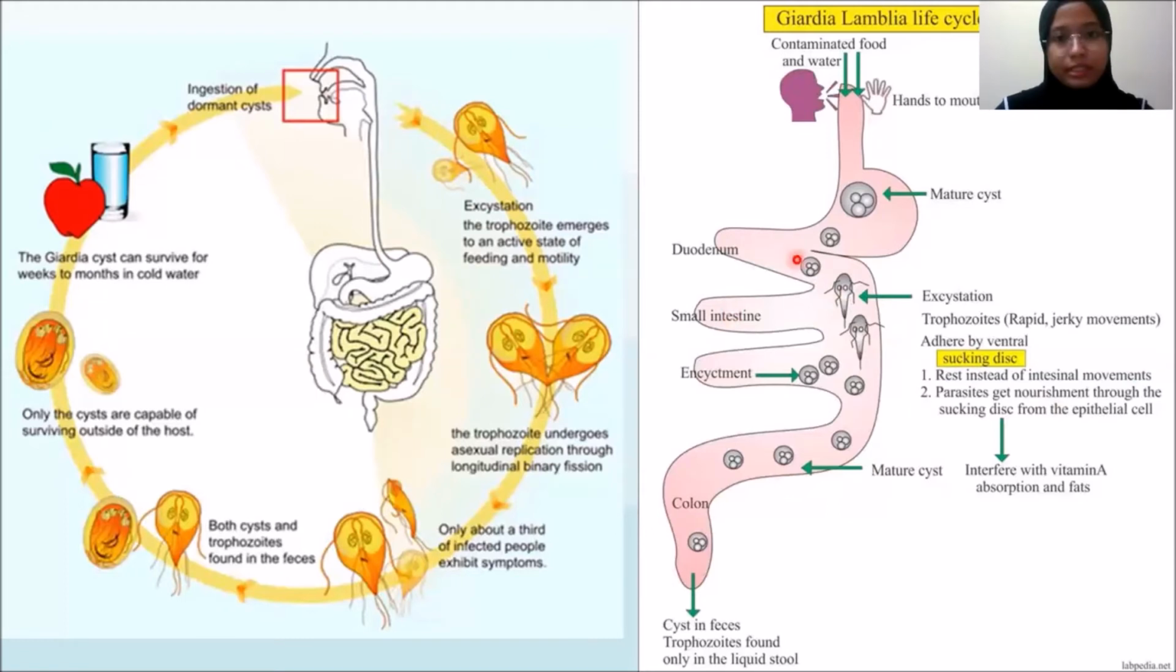So when the patient defecates, both cysts and trophozoites can be found in the feces, but trophozoites can only be found in liquid stool. And only cysts can survive outside of the host, and they can survive several months in cold water.